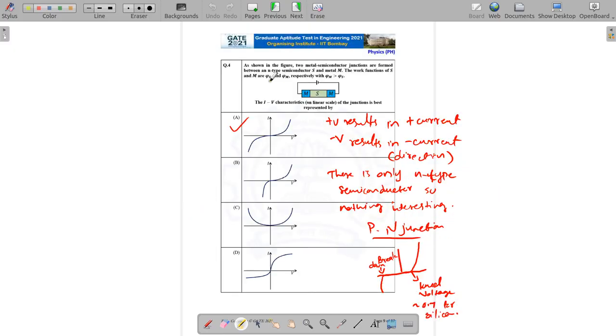Okay, so as shown in the figure, two metal-semiconductor junctions are formed between an N-type semiconductor S and a metal M. The work functions of S and M are phi S and phi M respectively. Phi M is greater than phi S. I think these are not much important with respect to this particular problem. So the junction is like this: you have a metal, a semiconductor, and again a metal. The semiconductor is N-type. What is the IV characteristic of this junction?